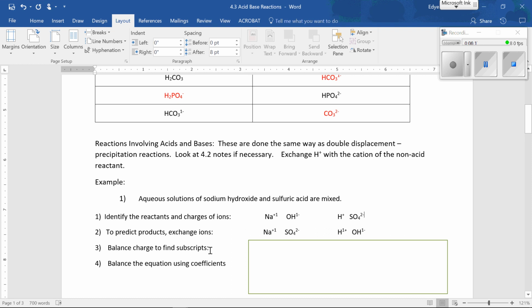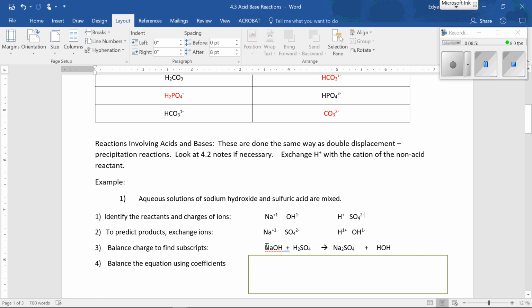Now we have to balance the charge to find the subscript. So when I put these together, sorry, the Na and the OH together, I have one of each. When I put these together, I need to have how many H+ to balance out the -2? I need to have 2 H+. So this would be H2SO4 when I put those together. Those are my reactants. Now my products, I have a +1 and a -2. So how many Na+ do I need? 2. This would be Na2SO4. And this would just be HOH, which is also known as water, HOH, H2O.